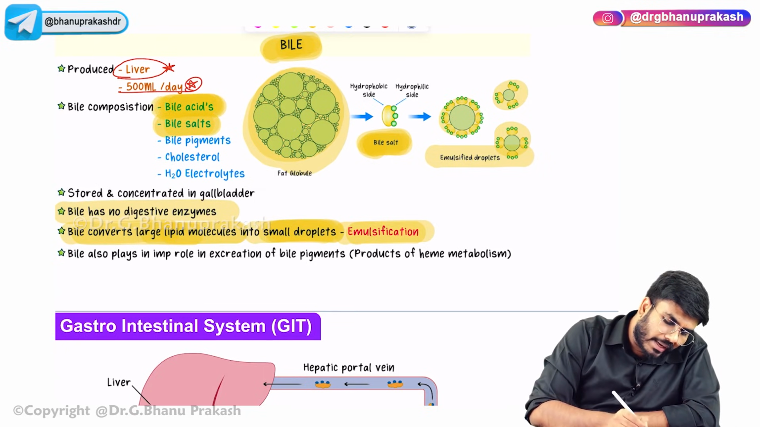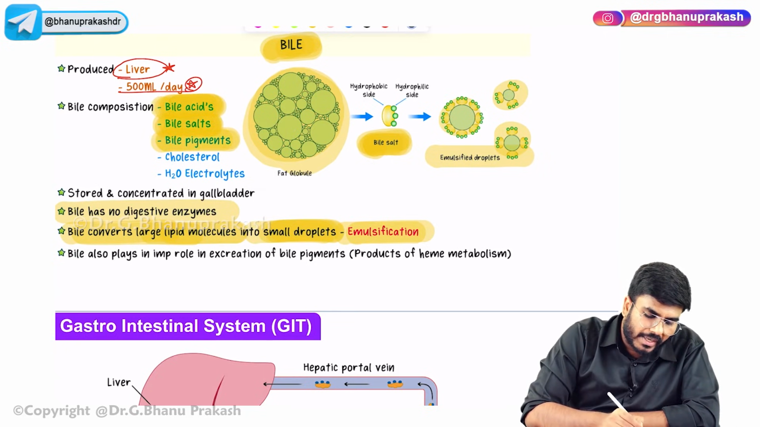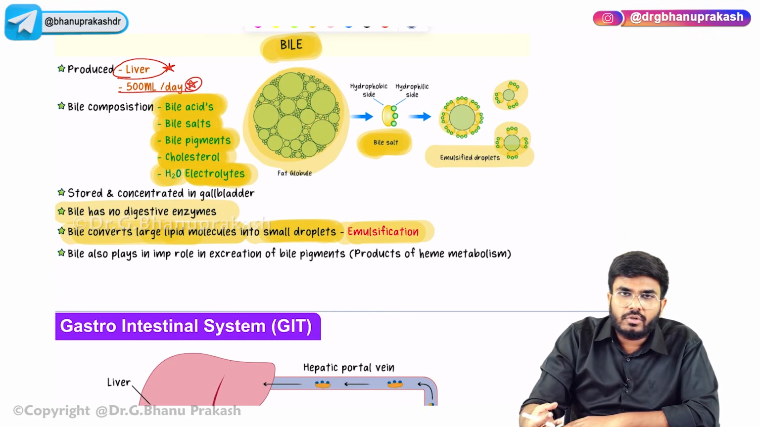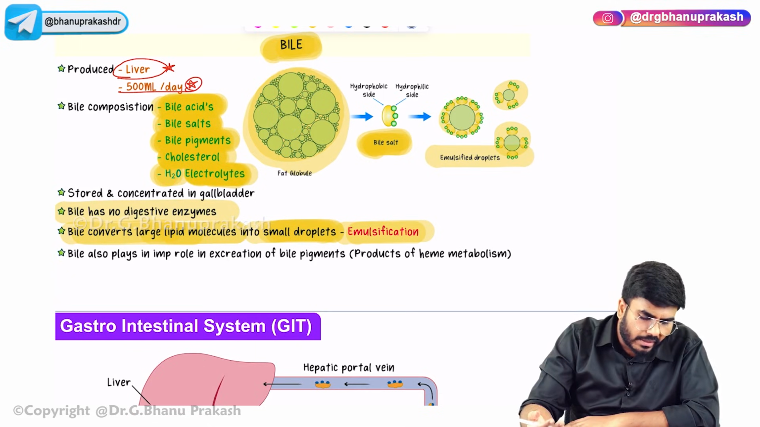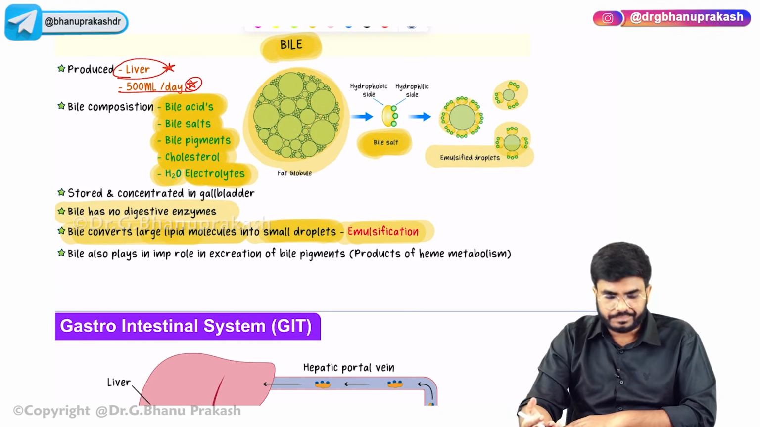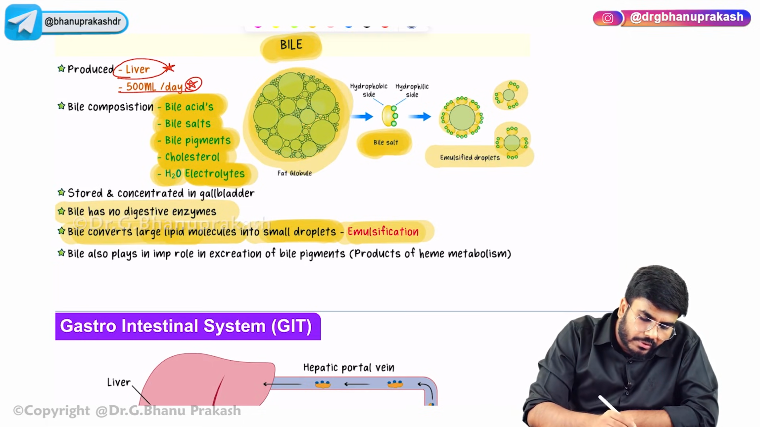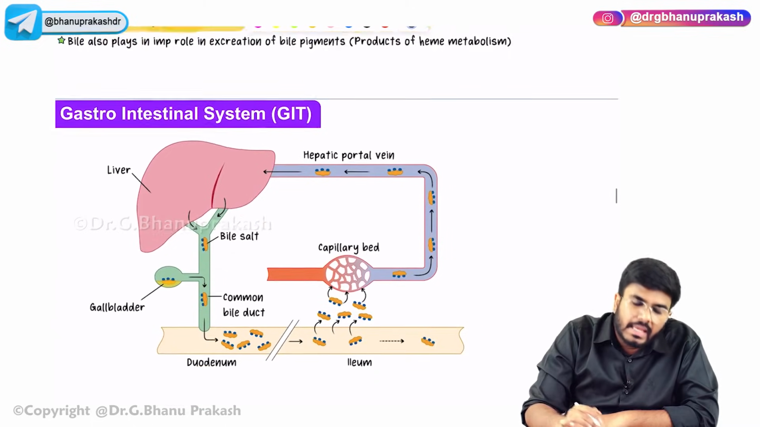So in bile, what do you have? Bile acids and bile salts. Not only that, bile pigments are there, bilirubin and biliverdin. Cholesterol is present in dissolved form. Water, electrolytes and phospholipids are there. So bile acids, bile salts, phospholipids, electrolytes, water, cholesterol and pigments are all there. Emulsification is the conversion of a large lipid droplet into smaller droplets.